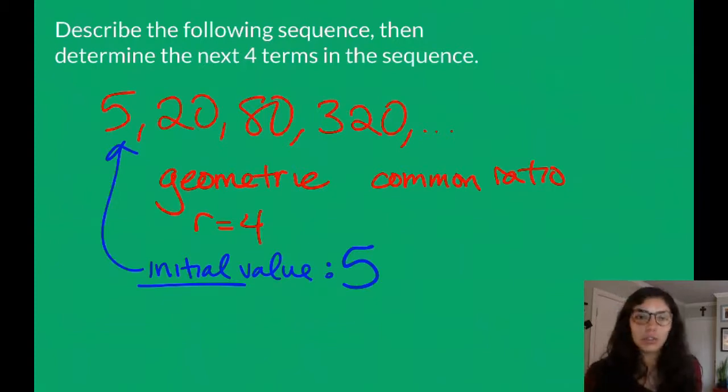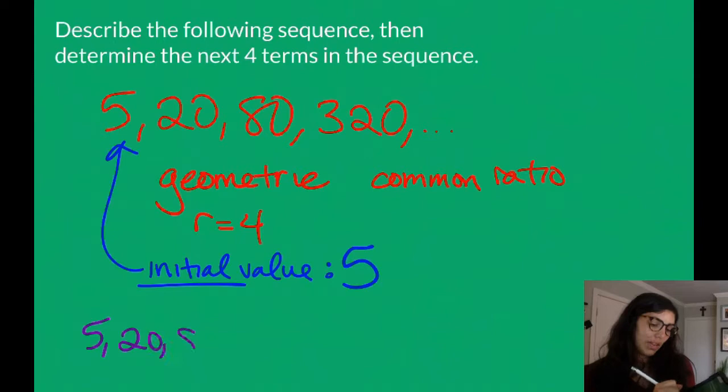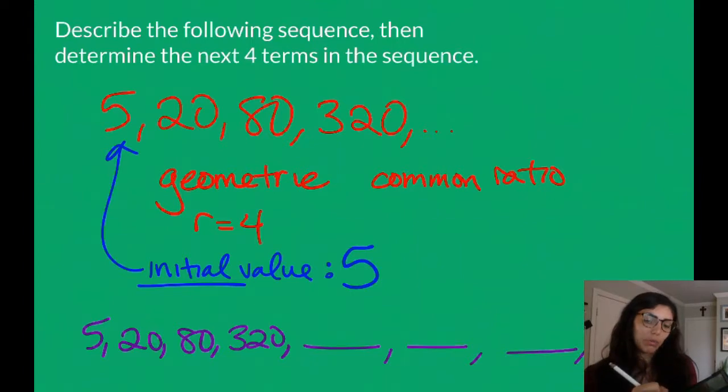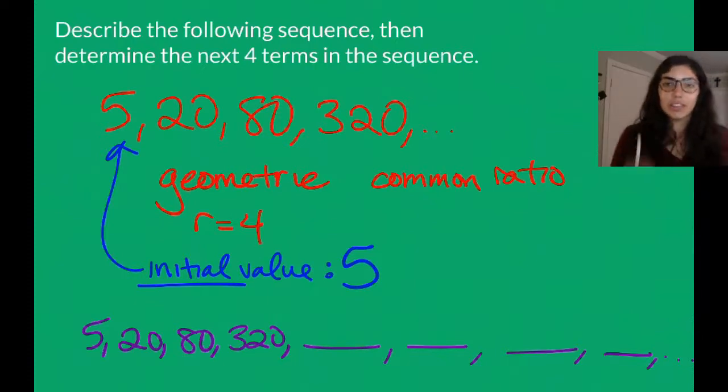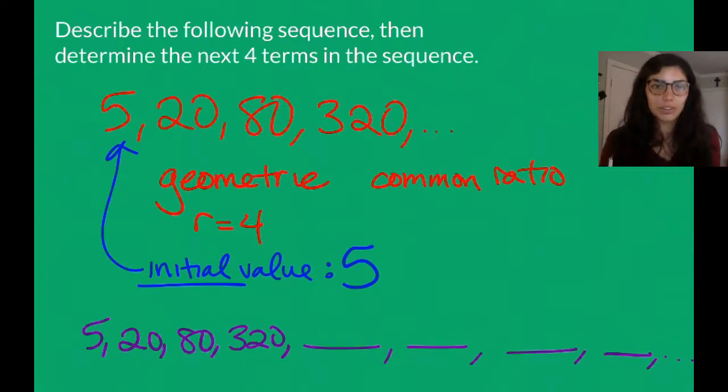Now let's predict the next 4 terms in the sequence. So if I were to finish this out a little bit and have more numbers in it, I'd have 5, 20, 80, 320, and then I need 4 more. 1, 2, 3, 4. I'll move my face because you can't see it. There we go. Okay. So we need to fill in these blanks because we need the next 4 numbers in this sequence. Okay. 5 times 4 is 20. 20 times 4 is 80. 80 times 4 is 320.